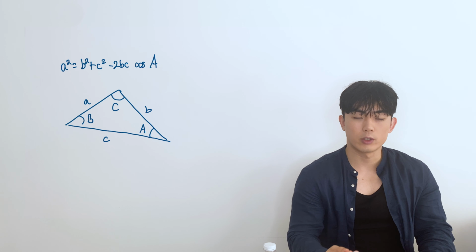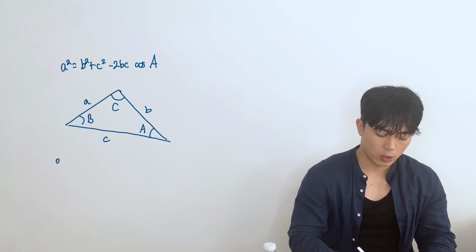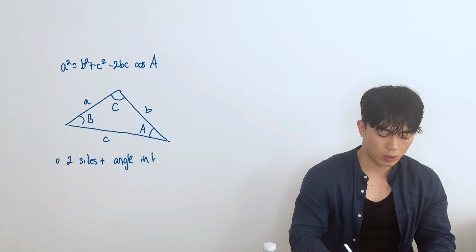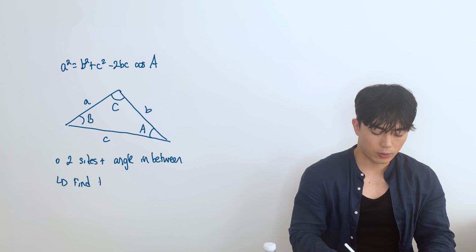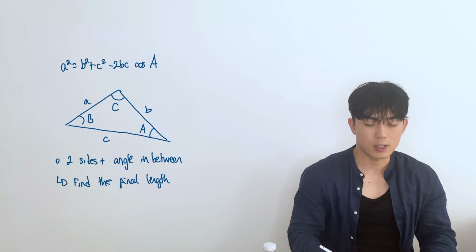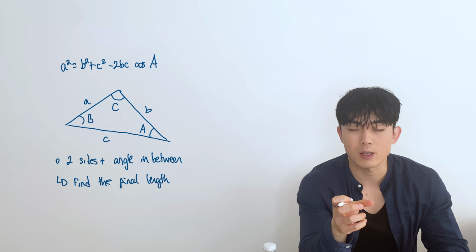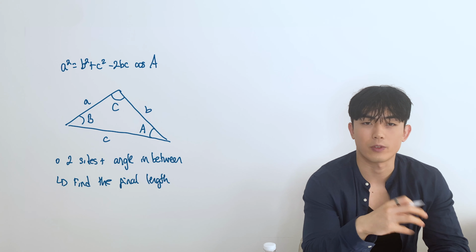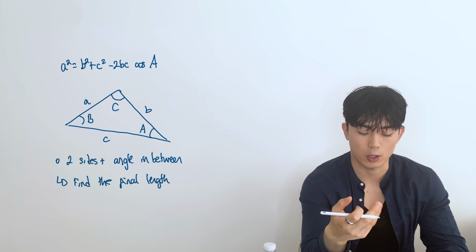And so the cosine rule is used when we know two sides and the angle in between. If we know two sides with an angle between, then we can use the cosine rule to find the final length. So if we know two sides with an angle in between, we can find the third length of that triangle. So this is when we use this cosine rule.